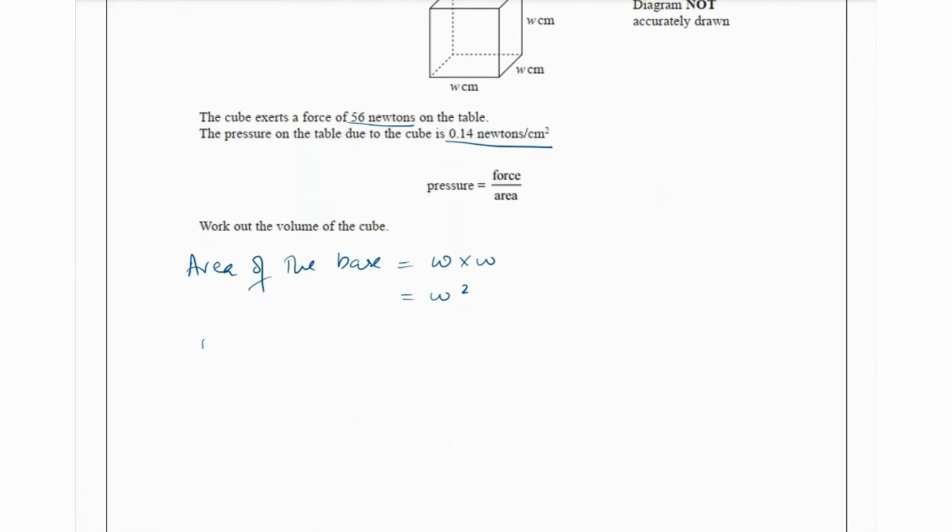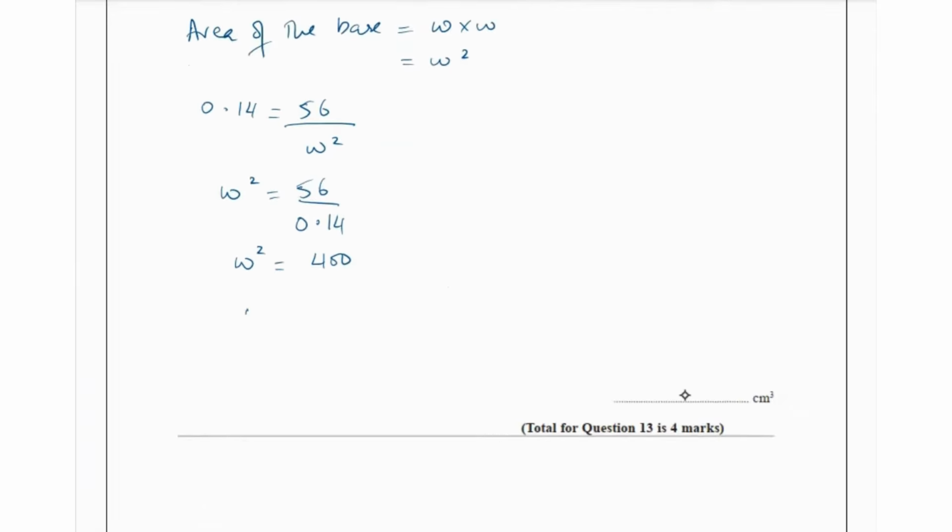So that's going to be 0.14 equals to 56 divided by W square. W square is 56 divided by 0.14. That equals 400. So W is going to be root of 400, which is 20 centimeters.